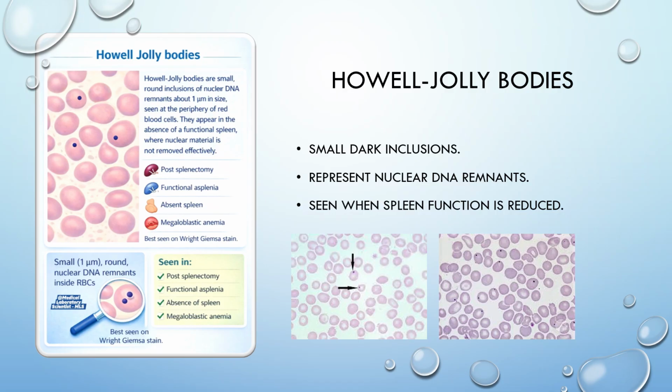In the laboratory, Howell-Jolly bodies are commonly seen in patients who have had a splenectomy, meaning the spleen has been surgically removed. They can also appear in conditions involving functional hyposplenism, where the spleen is present but not functioning effectively. Additionally, they may be observed in megaloblastic anemia, where abnormal red blood cell maturation leads to incomplete nuclear removal. So when we see Howell-Jolly bodies on a smear, one of the first questions we ask is, is the spleen functioning normally? Because the presence of these inclusions often reflects a loss of the spleen's filtering role in red blood cell quality control.